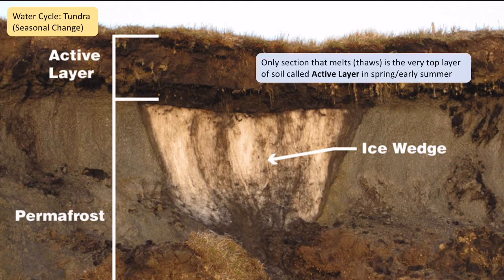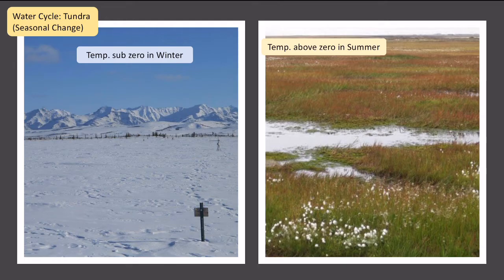The only area that does change, this is a seasonal change, so we get a thawing of the top layer of the soil, what we call the active layer, which is that really small top layer, in the spring and early summer, and therefore that would have a higher water content in the soil, but that would be very limited to that top layer. We talked about seasonal change earlier on. We can see that in the winter it's below zero, and in the summer it gets above zero. That affects the water cycle in an obvious way.